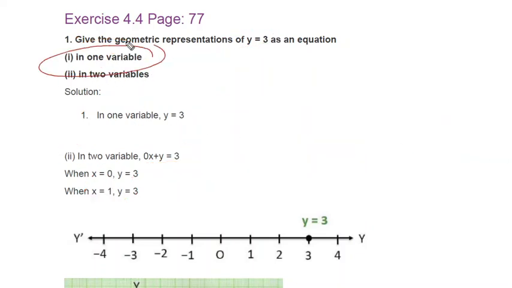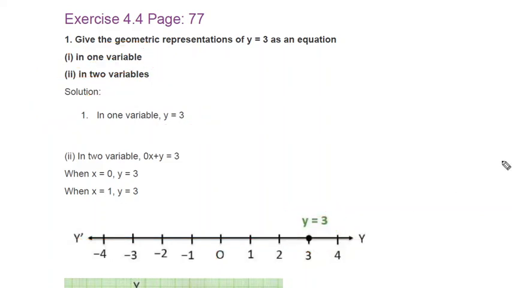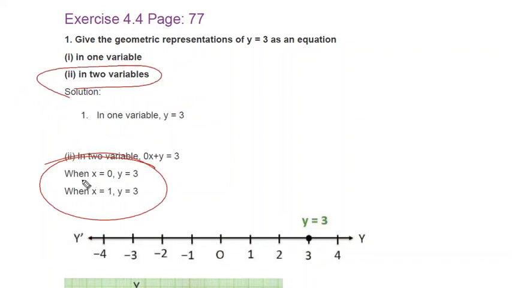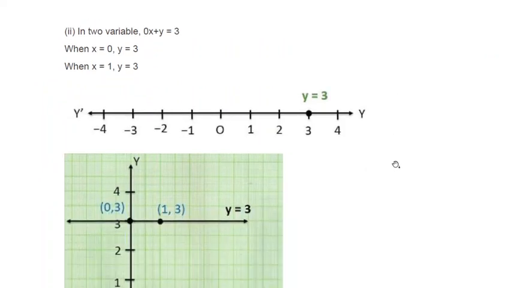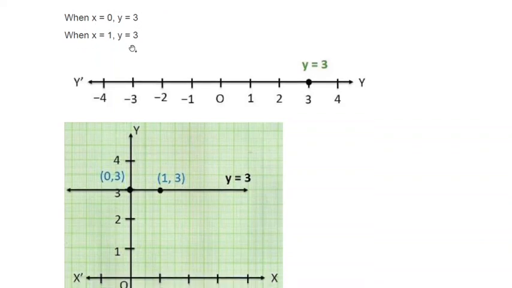Now we have to plot these findings on one variable and on two variables. For one variable the equation is y = 3. Just draw a line, 0, 1, 2, 3, plot this point, demarcate it, write y = 3. Now we are going to plot this in two variables. For two variables we have these values: x = 0, y = 3, and x = 1, y = 3. Let's plot it very quickly. Now here we have the graph. Remember these points: (0, 3) and (1, 3).